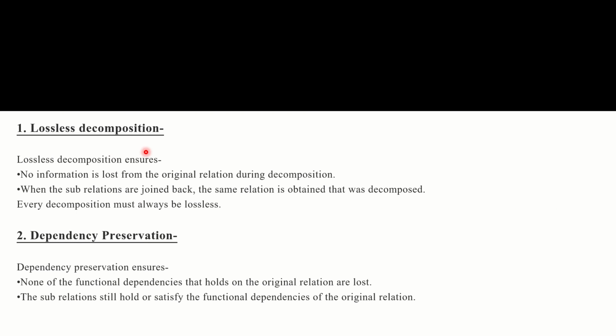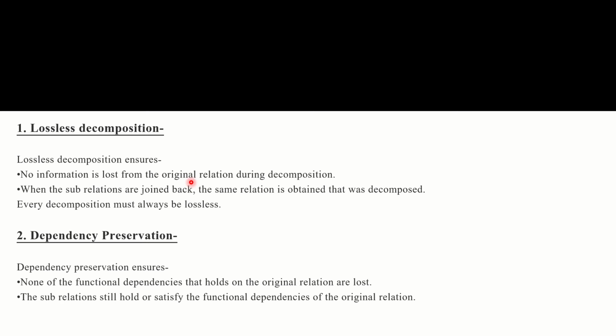So what is the meaning of lossless decomposition? Lossless decomposition ensures that the information is not lost from the original relation during the decomposition. That is, suppose that we are dividing an original table into smaller tables, information is not lost.